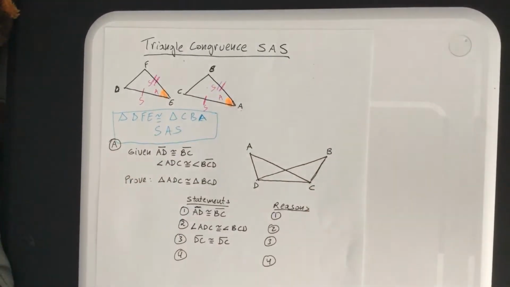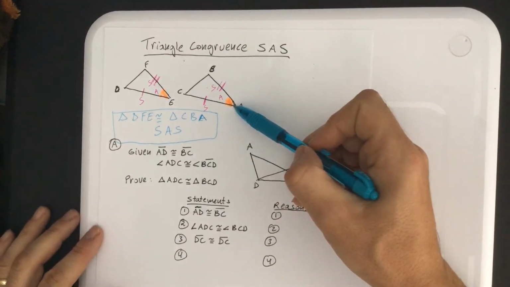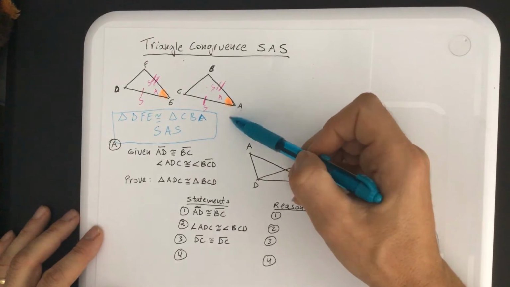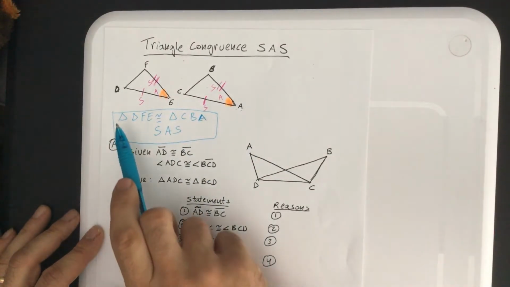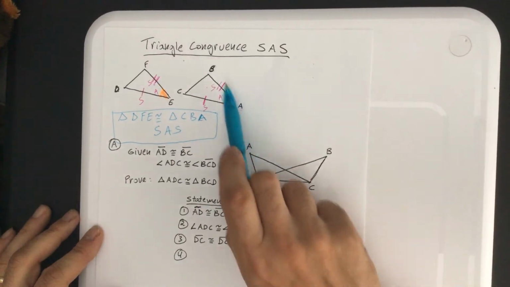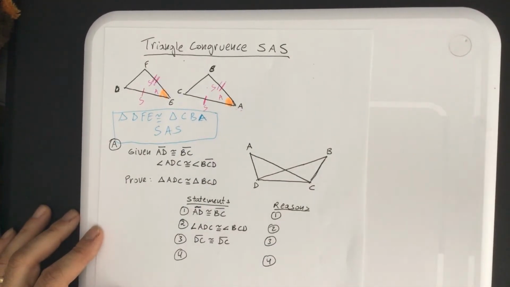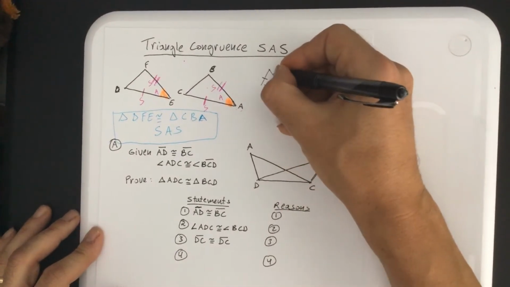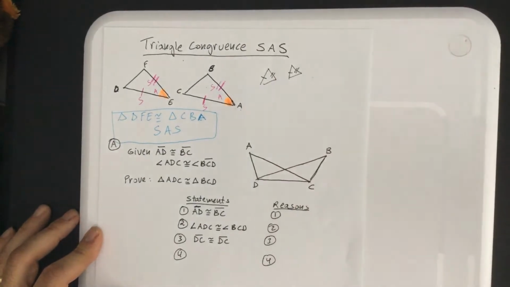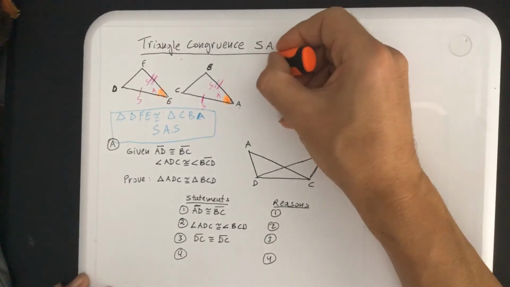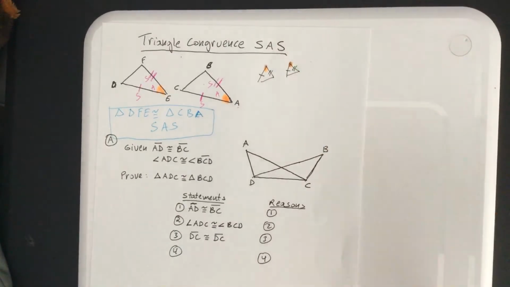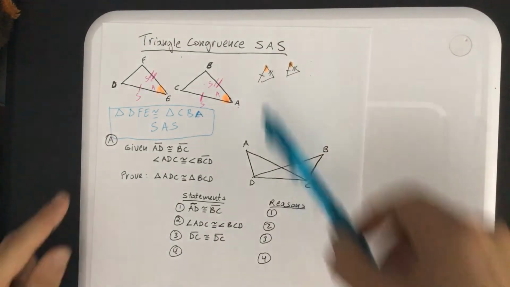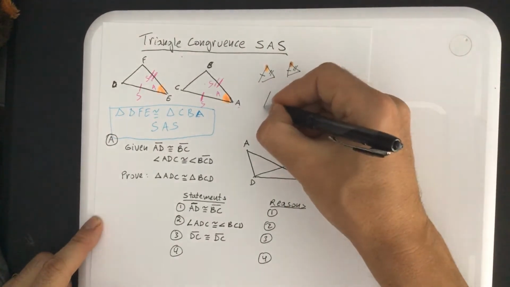Now be careful with this one, because the position of the angle matters. The angle has to be in between the two sides. It has to be included. So basically we're saying that side, angle, side means that the angle has to be between the two sides. For example, if you have a triangle like this one, you got these two sides over here. Well, the angle is gonna be this angle here. Has to be that one right there.